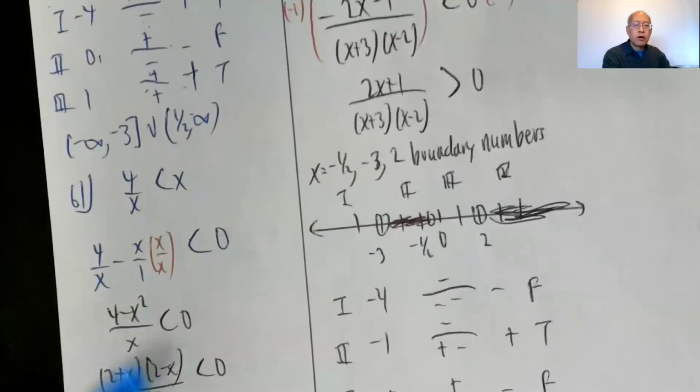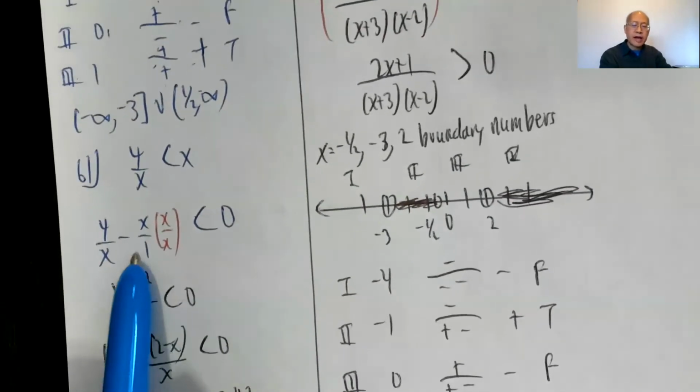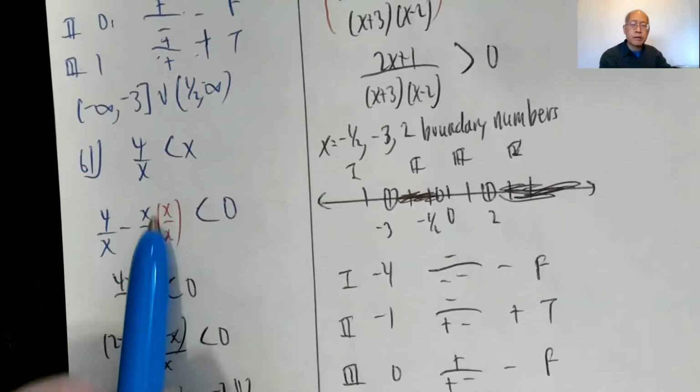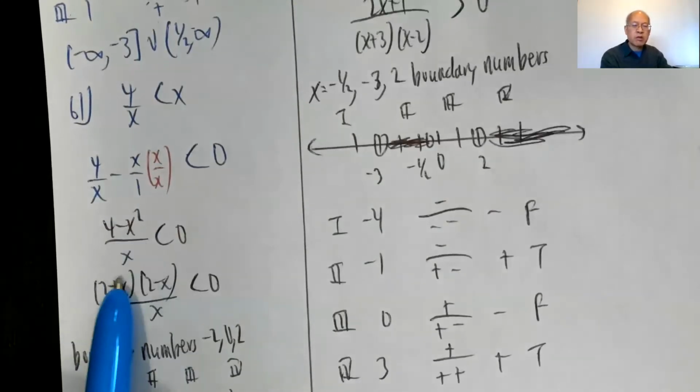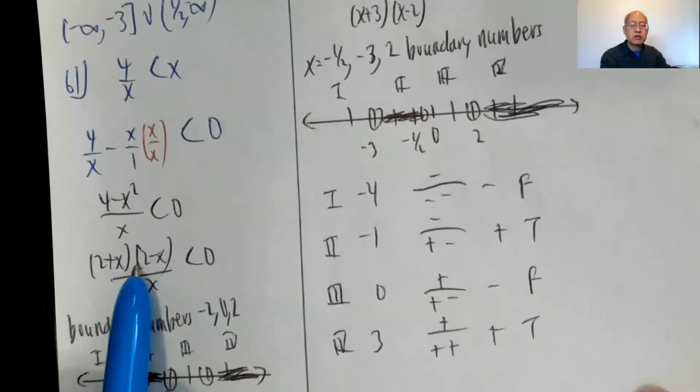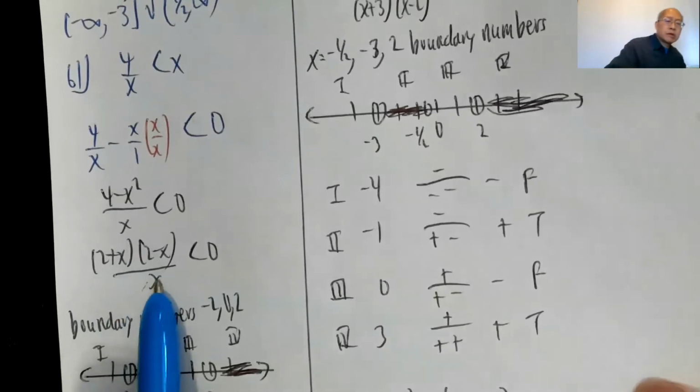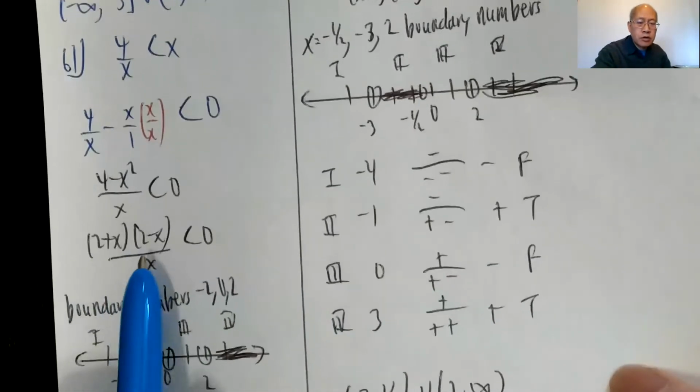61, 4 over x is less than x. Subtract x, which is x over 1, get a common denominator, multiply by x over x. 4 minus x squared over x. Factor into 2 plus x, 2 minus x. Okay, so my boundary numbers, what makes the top 0? Negative 2 and positive 2.